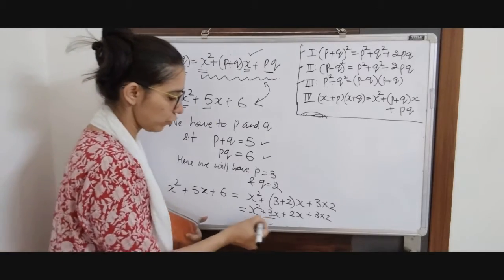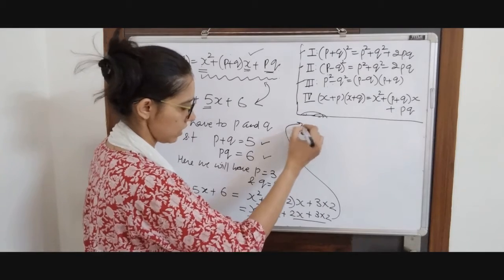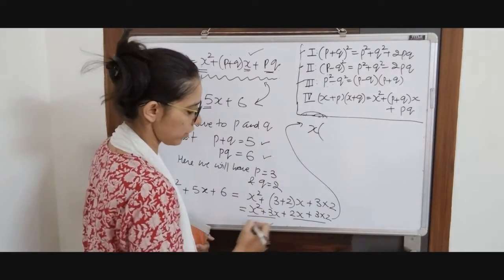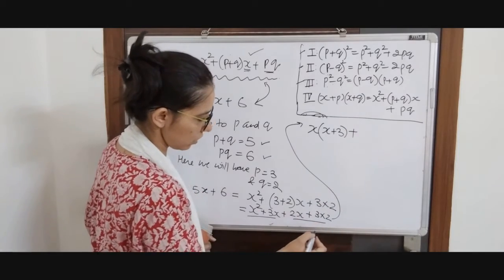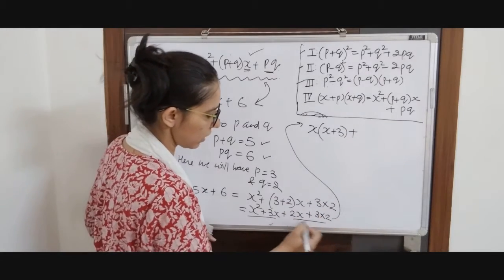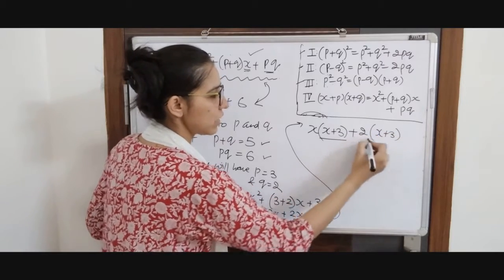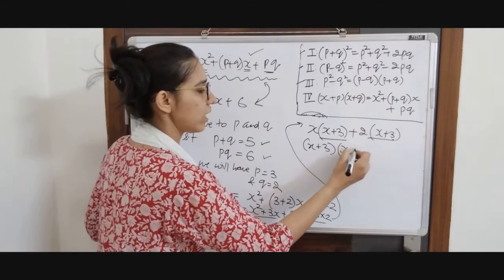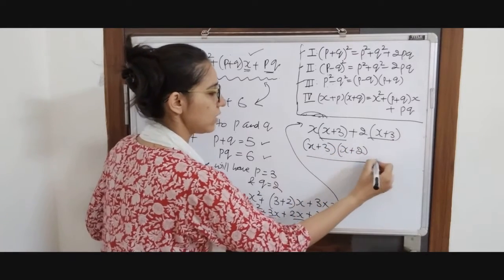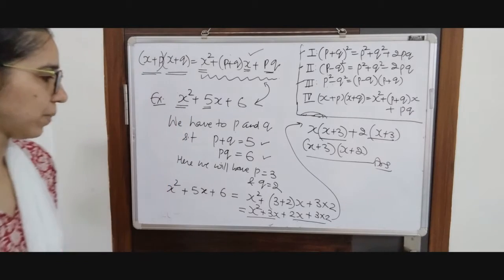So we are going to club these two terms and these two terms. What will happen? x is common from the first two terms, and we are left with x plus 3 inside, and 2 is common from the last two terms, so 2 times (x plus 3). Now see that x plus 3 is common in these two terms. So we can take x plus 3 outside and we are left with x plus 2. This is going to be our answer. This is the factorization of this expression.